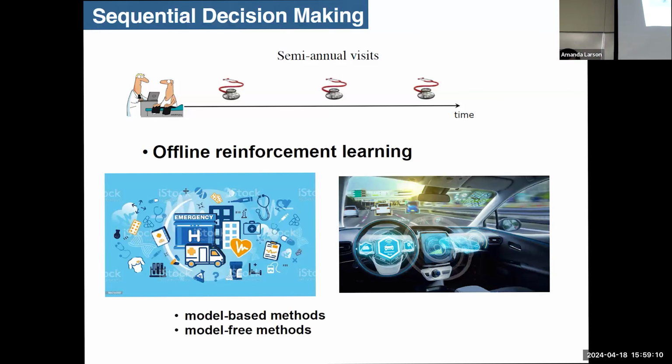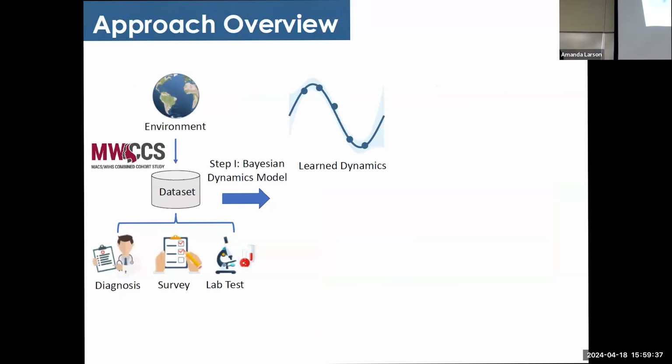There are two types of offline reinforcement learning methods: model-based and model-free. The model-based method models the dynamics of the states, and then you optimize the policy. The model-free method optimizes the policy without modeling the dynamics. To solve this problem, our group first developed a model-based method.